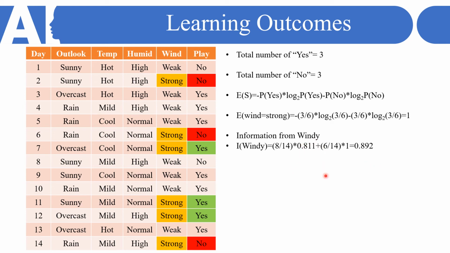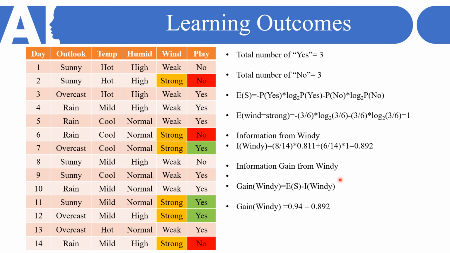And then last is the information gain from windy. In that case the information gain will again be the total entropy minus this information, 0.892. So 0.94 minus 0.892 will give us 0.048. So we have calculated the information value and the information gain for this last column, that is wind. And now we are going to see for temperature and humidity.